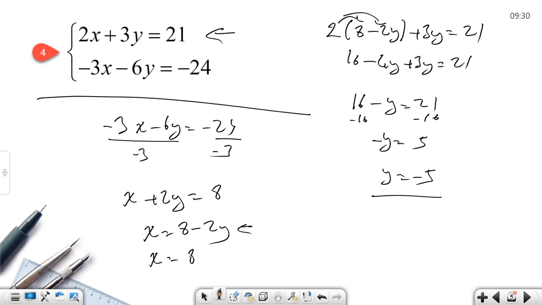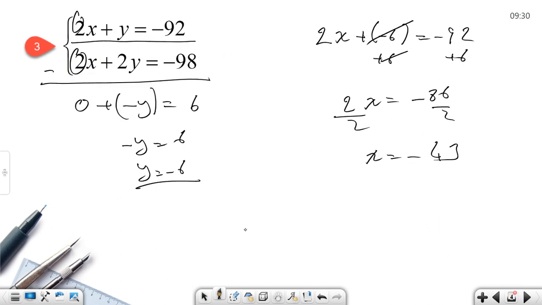x equals 8 minus 2 times negative 5, which is plus 10. x equals 8 plus 10, which is 18. So what is my solution? x equals 18, y equals negative 5. That's the point where the two linear lines intersect. And for that one, x equals negative 43 and y equals negative 6. I forgot to write that this is the point where they intersect, the solution.